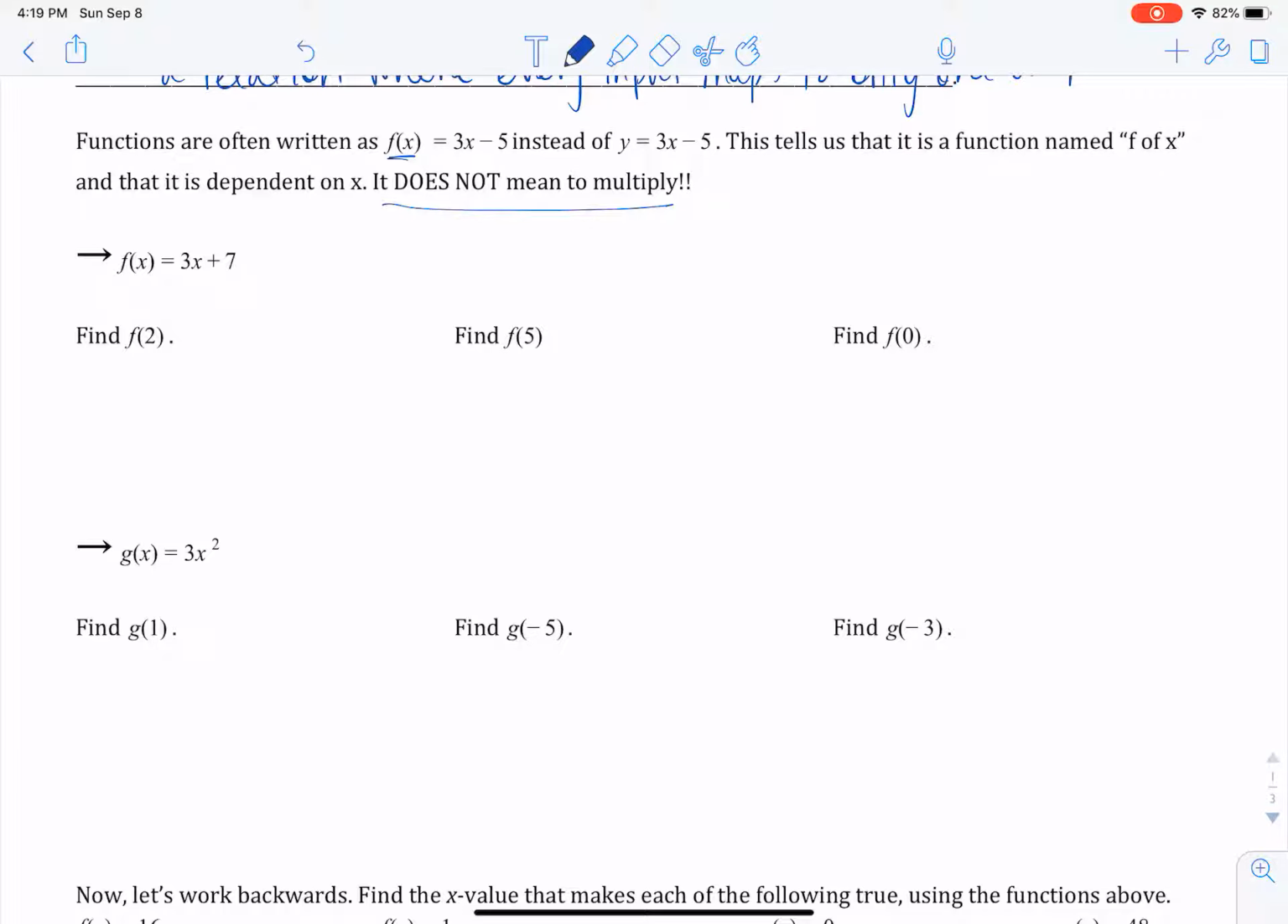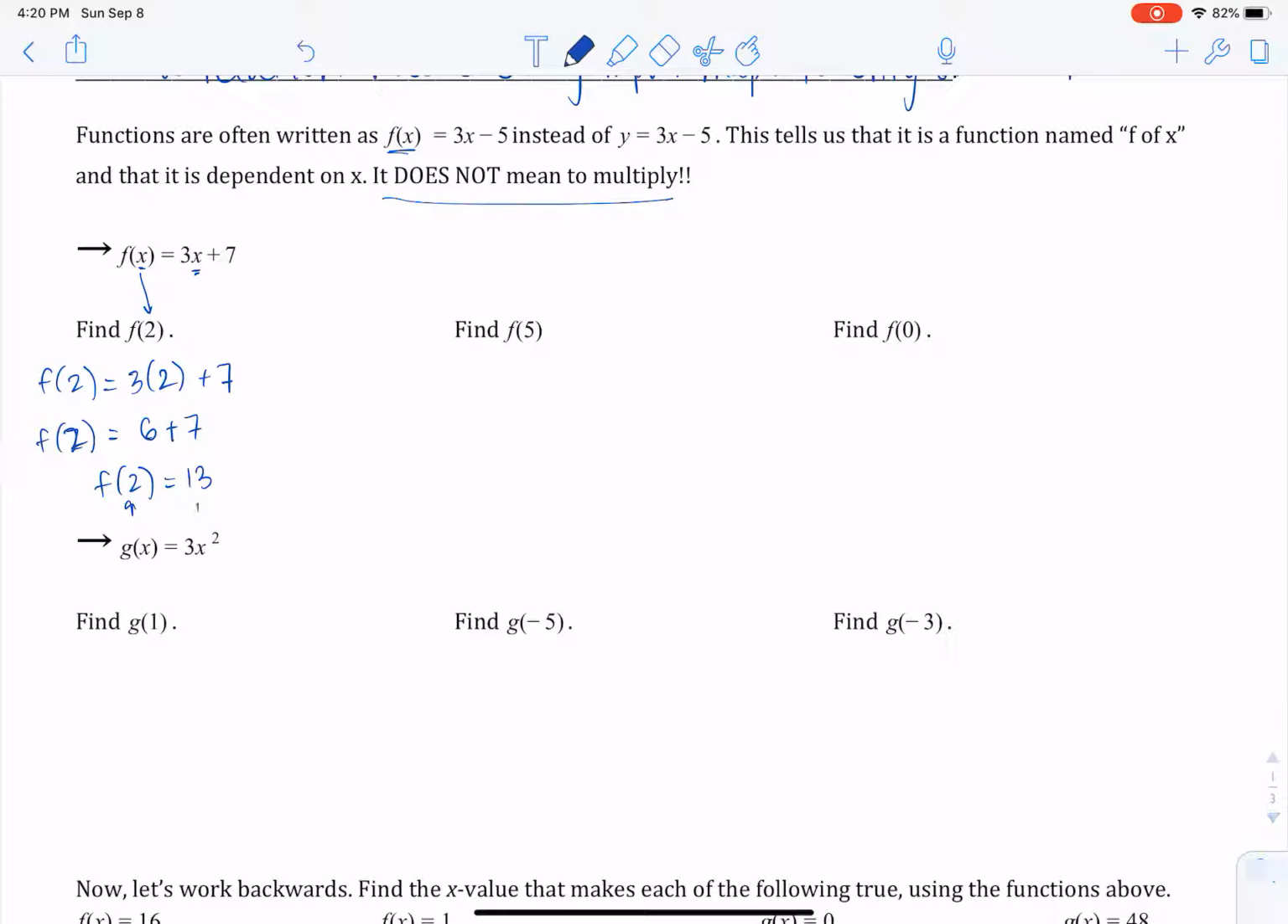So f of 2 here. If you notice, the x is being replaced by a 2. Everywhere there is an x in my equation, I will replace that with a 2. So f of 2 is 3 times 2 plus 7. I can say that f of 2, 3 times 2 is 6, plus 7. So here, f of 2 is equal to 13. This means that when I input 2, I will output 13, or that (2, 13) is a point on my graph.